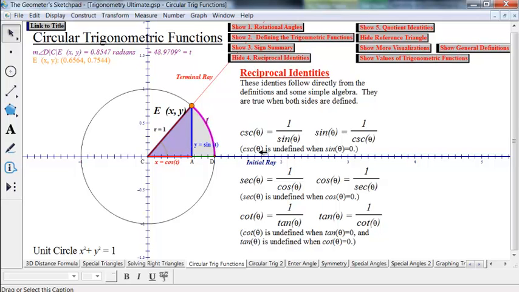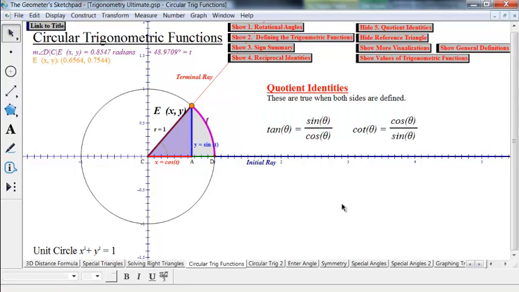Notice that cosecant of theta is undefined when sine is equal to 0. Sine is always defined. So for some particular theta values, one side or the other of this might be undefined. Secant of theta is undefined when cosine is 0. Cotangent is undefined when tangent is 0. Tangent is undefined when cotangent is 0. So there are some places where things are undefined, but everywhere they are defined, these things are equal. So they're identities. We call those the reciprocal identities.